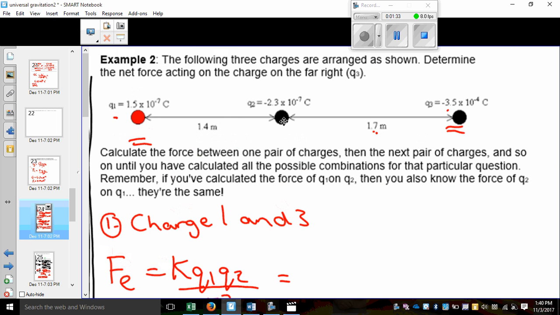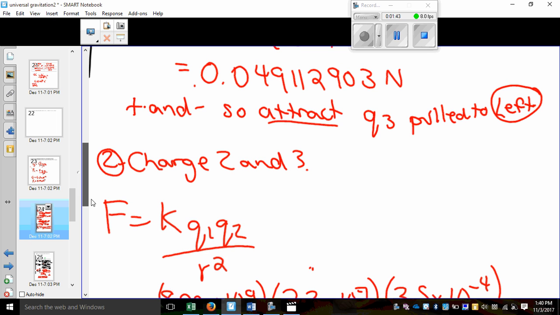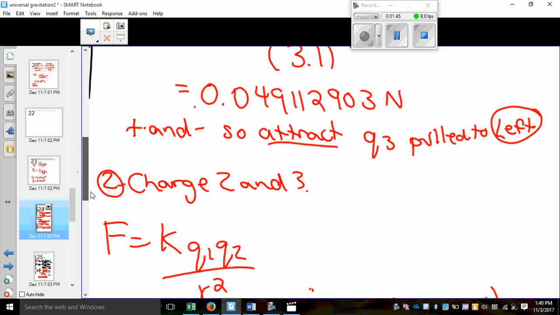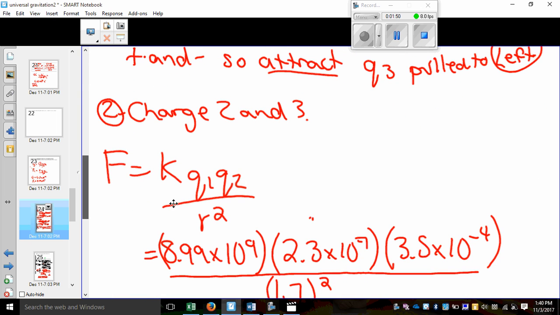Now we're going to look at charge 2 and charge 3. So now what is this guy causing this particle to do? So we're going to use Fe again. And be sure to pause this video, scroll, make sure you understand what's going on, and ask me questions if you don't. K Q1 Q2 over R squared.